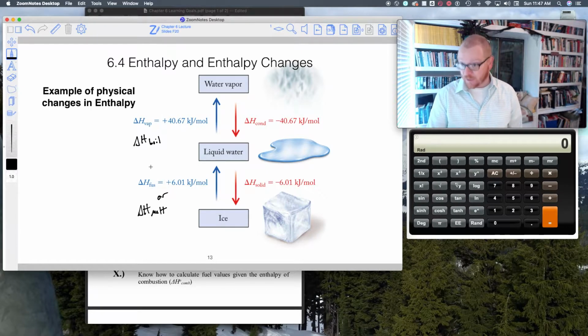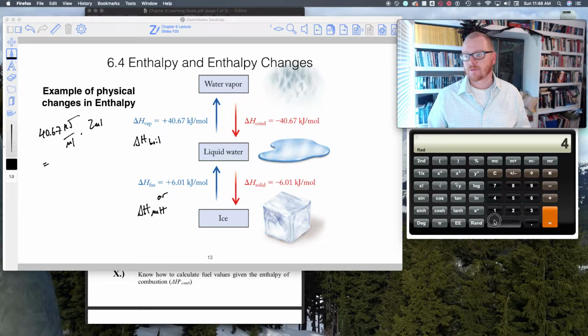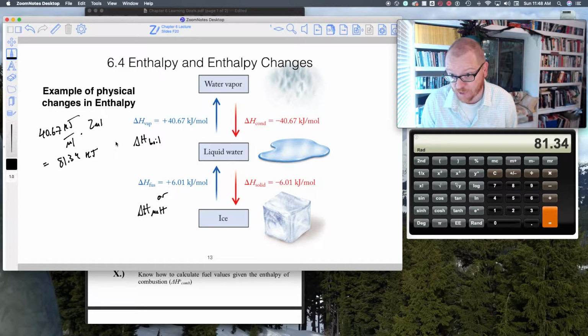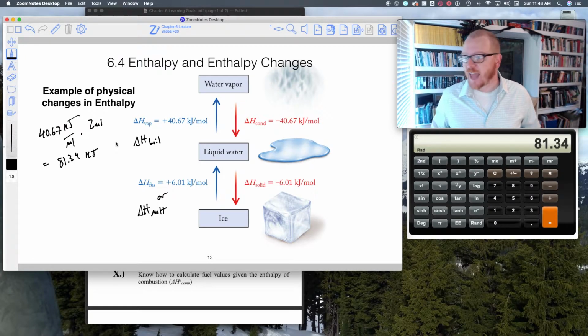So I need positive, right, because the heat has to go into the water to melt it, or to boil it, for this example. 40.67 kilojoules for every mole, right? So let's say I want to boil 2 moles of water. Then I'm going to multiply this by 2 moles, 40.67 times 2, meaning I would have to supply my 2 moles of water with 81.34 kilojoules of heat. Okay? So that's what's useful about these delta H's. They allow us to calculate or predict how much energy we need to do something.